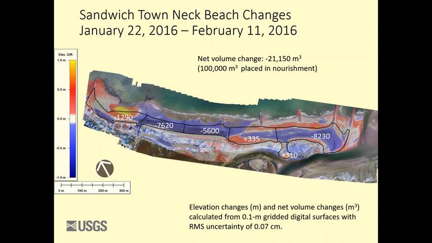And so they put 100,000 cubic meters of material on the nourished berm, and they lost 21,000, at least within the area that we surveyed here, in a month.